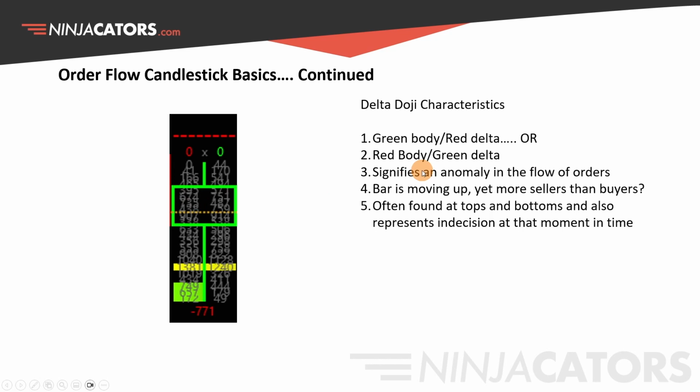So it signifies an anomaly in the flow of orders. The bar's moving up, yet more sellers than buyers. This is, again, an anomaly that is a snapshot in time. So does this mean it's a down bar? No, it does not mean that. It means that there is indecision or change at some point coming in the future, or it's a momentary pause, or it just means that there is an anomaly in the status quo of a streamline of orders, okay? If that makes any sense.